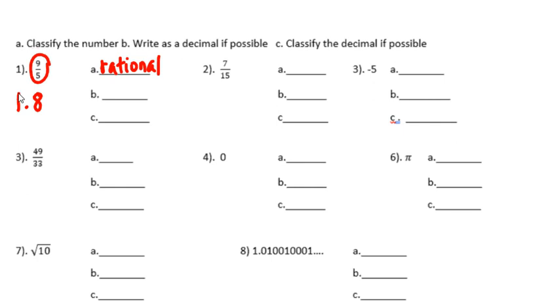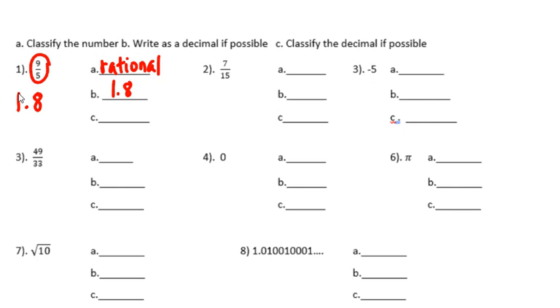Okay? Then B, write as a decimal if possible, which we just did. It's 1.8. You can find the decimal value for any fraction by doing the division. Every fraction is a tiny little division problem. So that problem would be 9 divided by 5. When you put that in the calculator, 9 divided by 5, enter, you get 1.8.